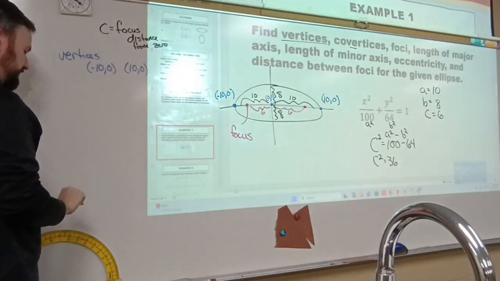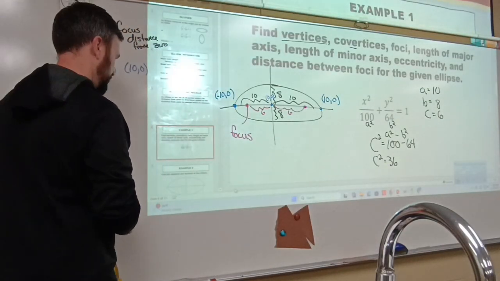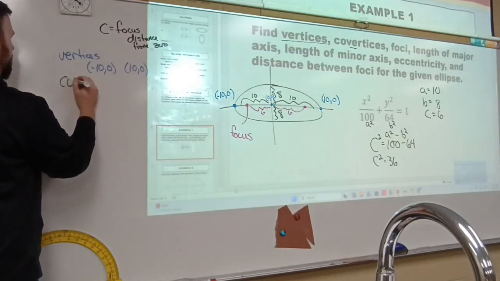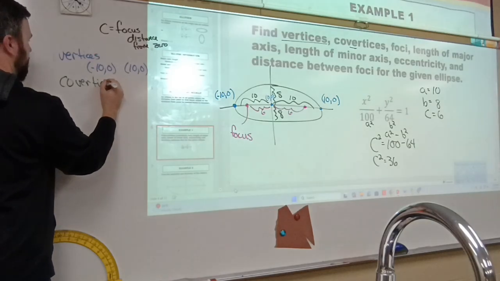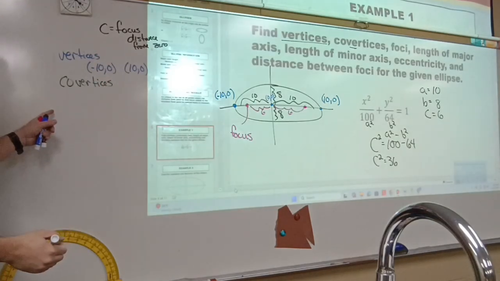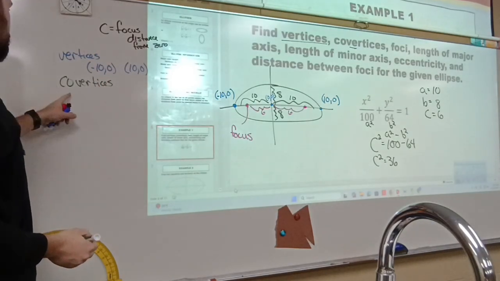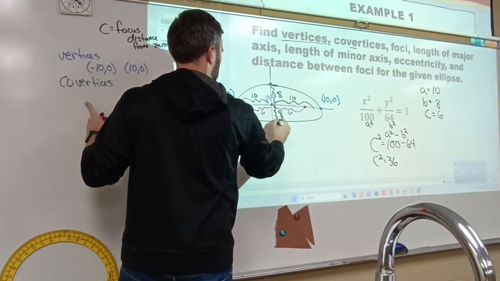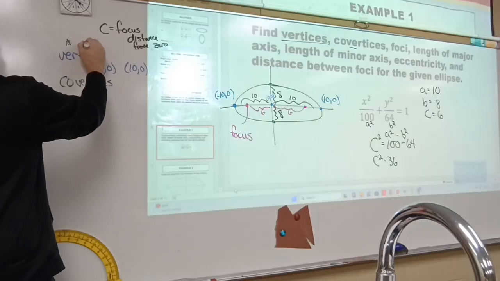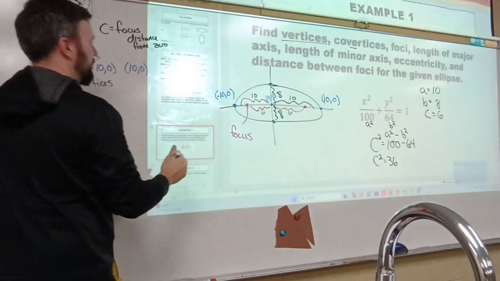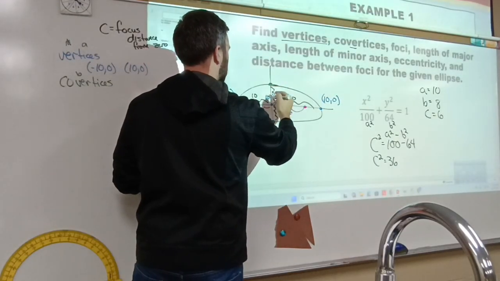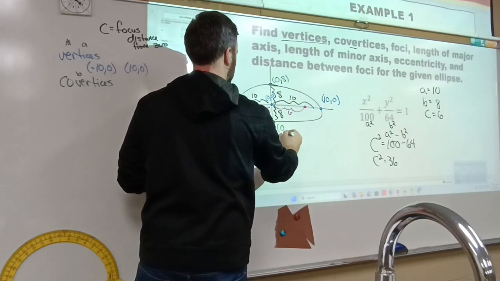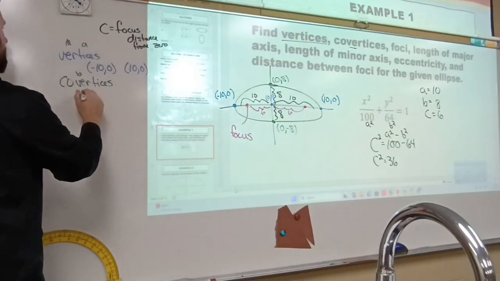So covertices, what color should those be? Green. Sounds good. Covertices, who's going to make more, the manager or the co-manager? The manager. So the covertices are the smaller ones. These are from your B. So vertices come from your A, covertices come from your B. What point is this? 0, 8. What point is this? 0, negative 8.